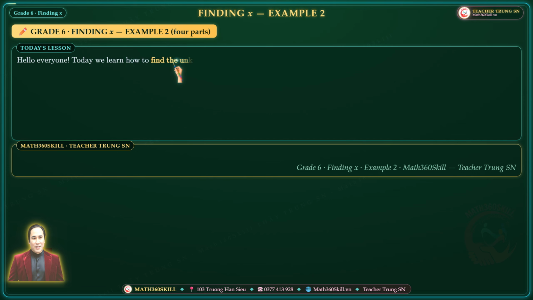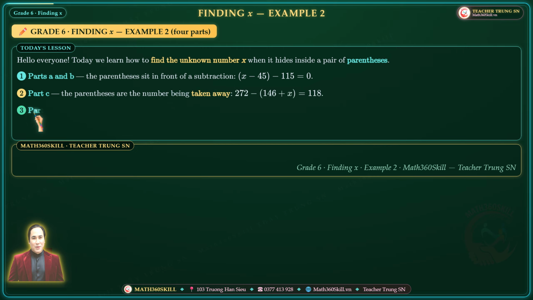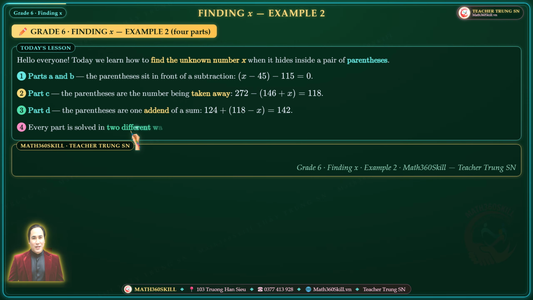Today we learn how to find the unknown number x when it is hiding inside a pair of parentheses. In parts A and B, the parentheses sit in front of a subtraction. In part C, the parentheses are the number being taken away. And in part D, the parentheses are one addend of a sum. Every part will be solved in two different ways and every answer will be checked. 4 parts, 2 ways each, and we always check the answer.